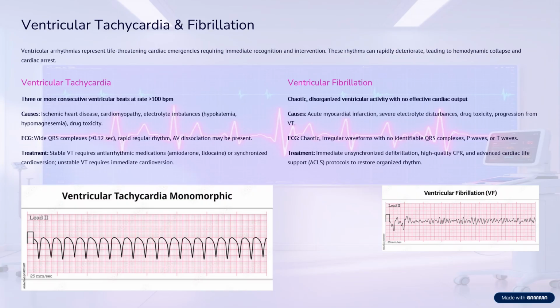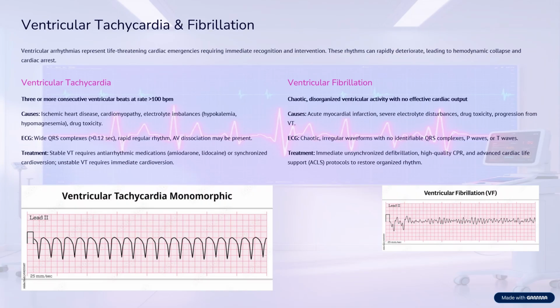In VTach with a pulse, the heart is still generating some cardiac output. The patient may have a pulse, but they often appear unstable, showing signs such as hypotension, chest pain, shortness of breath, and altered mental status. Pulseless VTach, on the other hand, means there is no detectable pulse or effective cardiac output. This is treated the same way as ventricular fibrillation, a full cardiac arrest requiring immediate defibrillation.